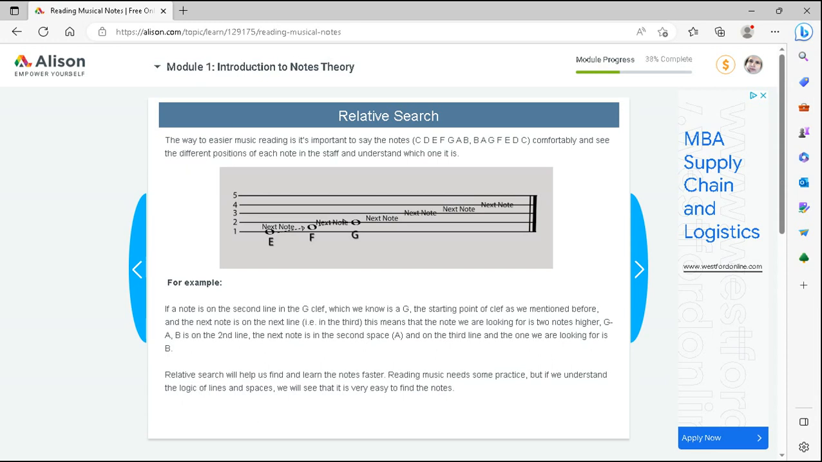Relative search. The way to easier music reading is important to say the notes C, D, E, F, G, A, B, B, A, G, F, E, D, C comfortably and see the different positions of each note in the staff and understand which one it is. Next note. Okay. E, F, G.